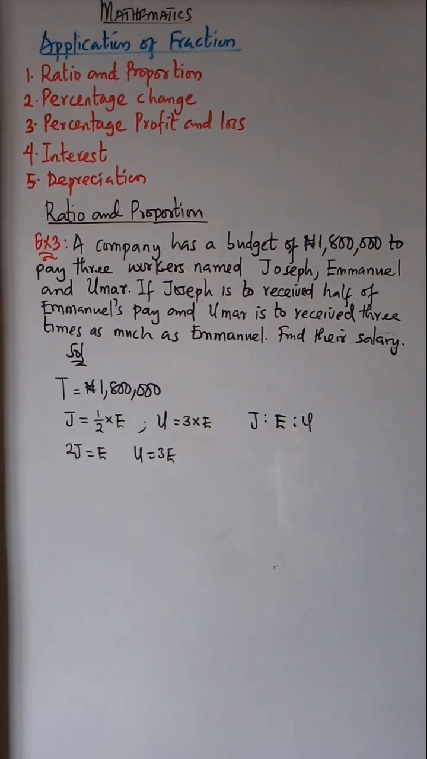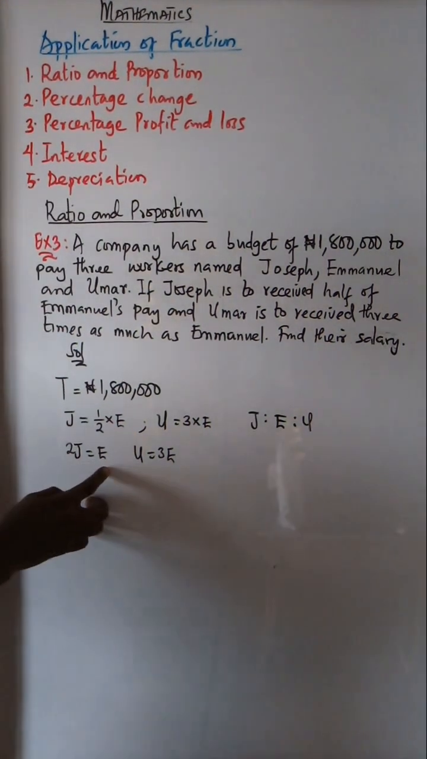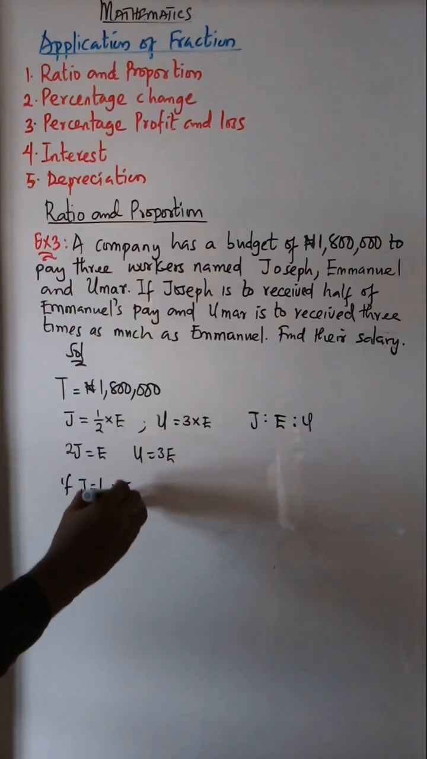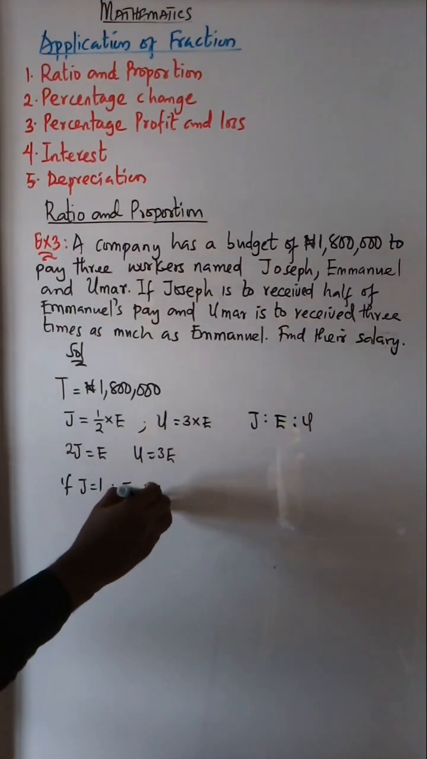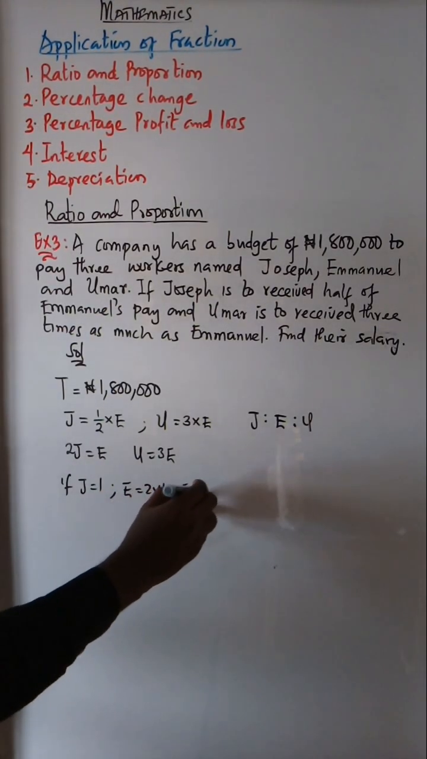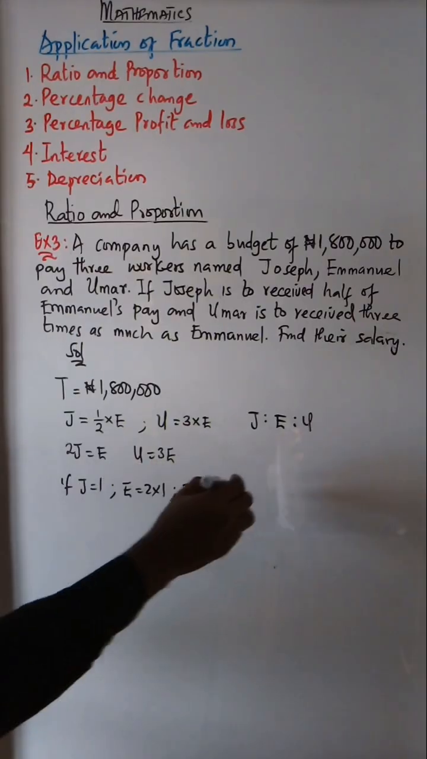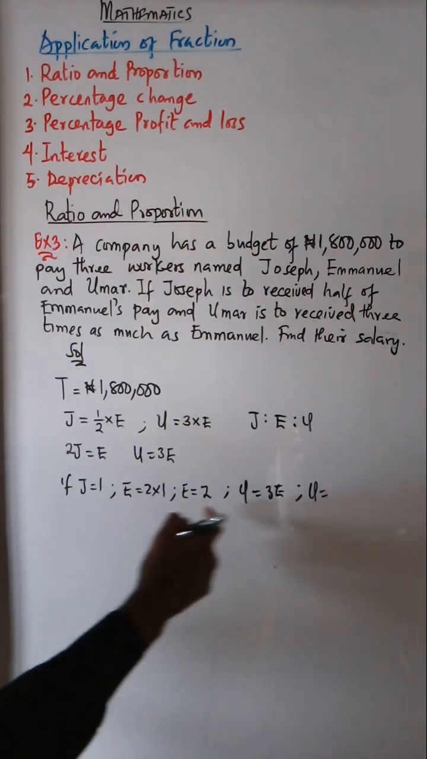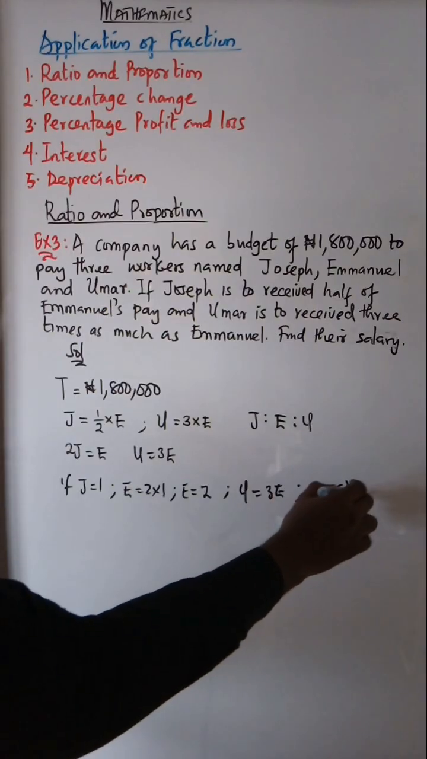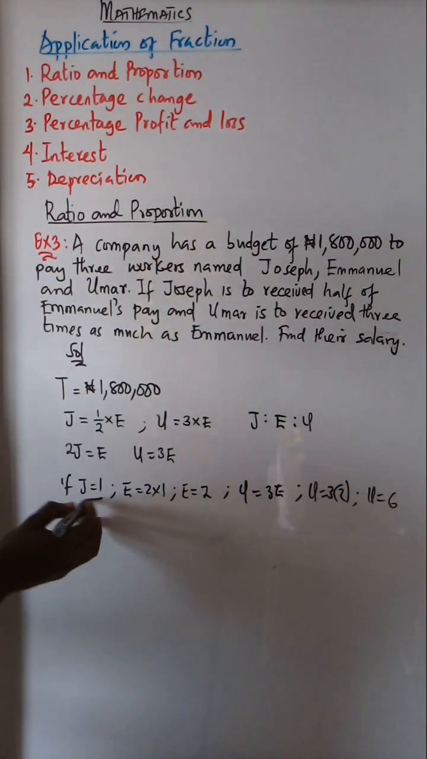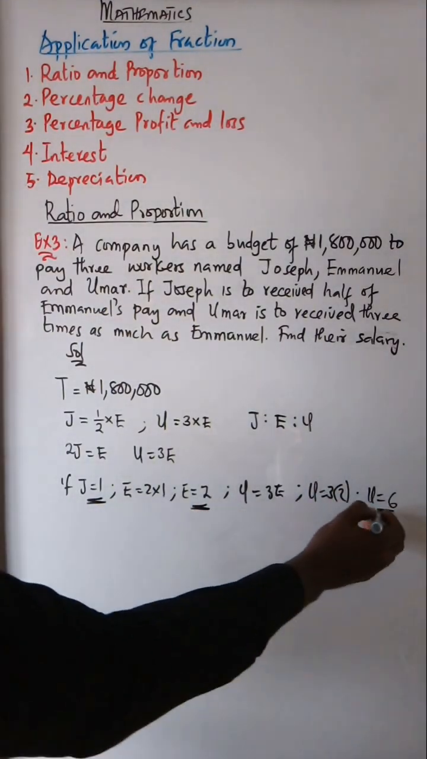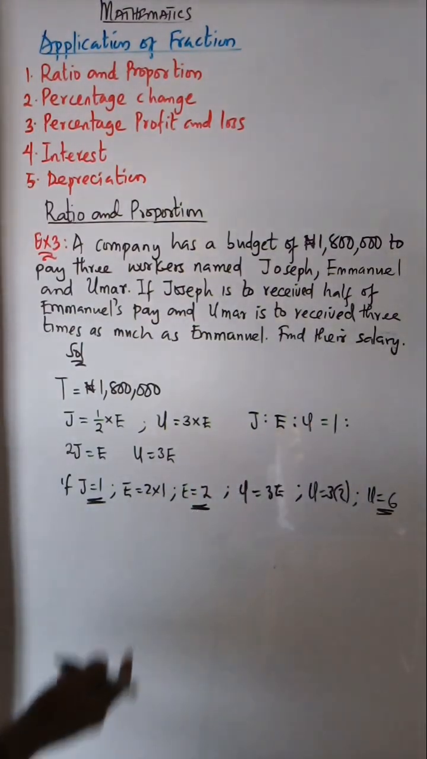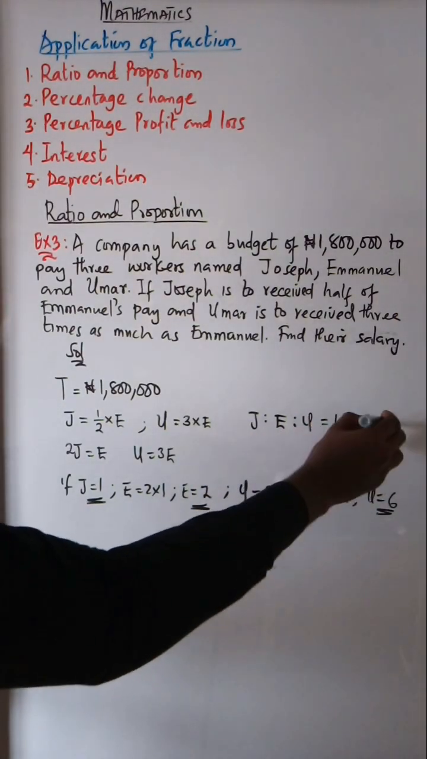So what I'm going to do here is, I'll make j to be 1 so that e can directly be 2. So if j is 1, then e equals to 2j. That's 2 times 1. So e equals to 2. Then what will be u? U is 3e. From here, what's e? E is 2. That's 3 times 2. So u is 6. So this is j, this is e, this is u. So j ratio e ratio u is going to be equals to 1 ratio 2 ratio 6.